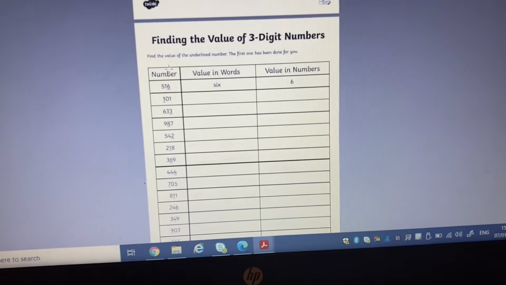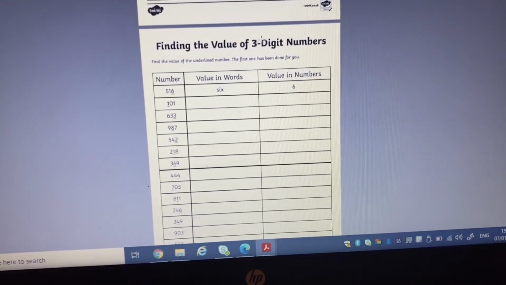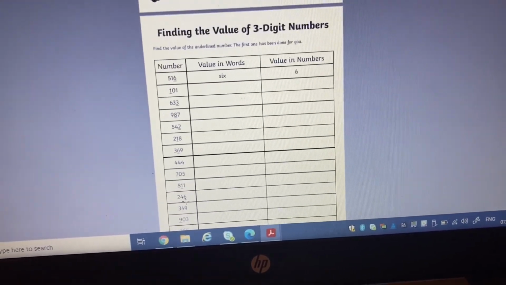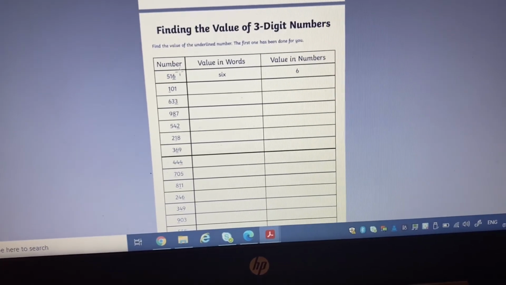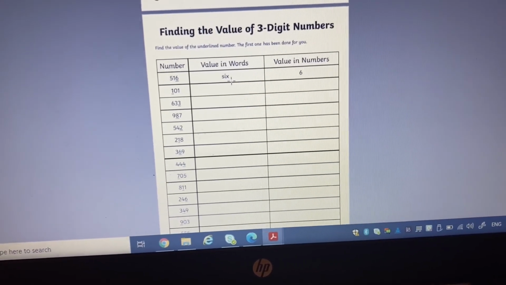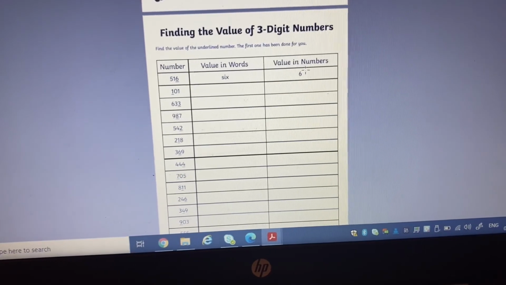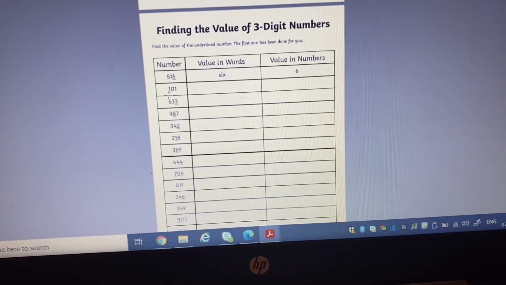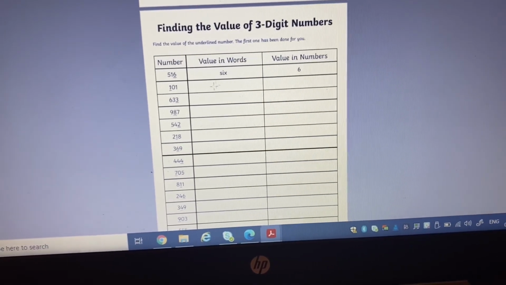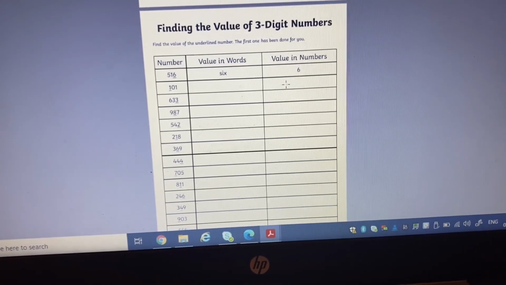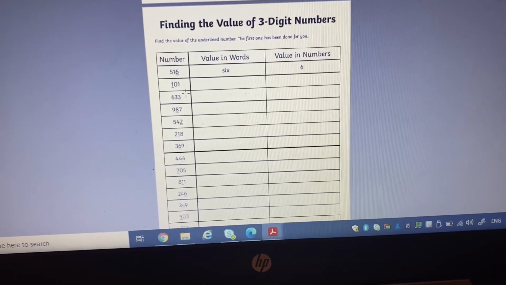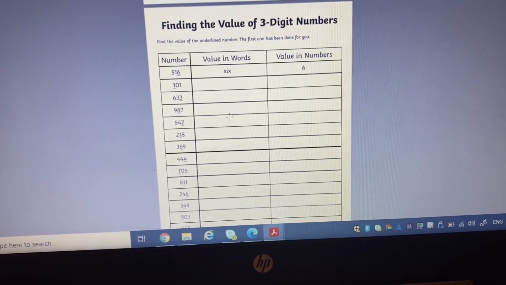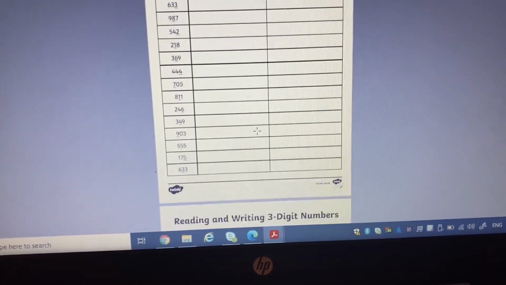The next worksheet, you are finding the value of 3-digit numbers. So you've got a lot of 3-digit numbers down the side here, and each number has a digit that is underlined. So for example, this is a 6. And in words it is written as 6, and in numbers it is just a 6. Whereas the 100 is the digit that's underlined here. So the value would be 100, and then in numbers it would be 100. Here it would be the 3, and then another example, this would be the 80. So 80 and then 80 and so on.